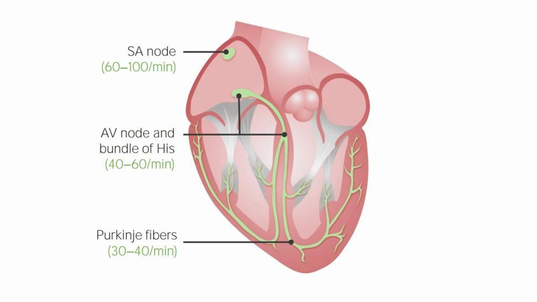So here we have the SA node, the AV node, and the Purkinje fibers. All three of these areas can start an electrical impulse, but the SA node is where it should begin in a normal working heart.